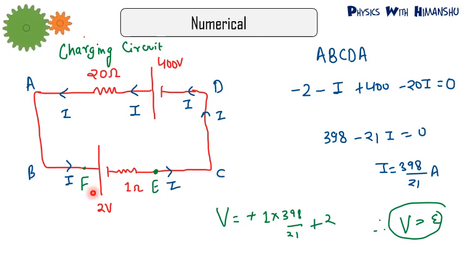And how will you charge a battery? If you want to charge a 2-volt battery, then you have to connect positive terminal to positive terminal, negative to negative terminal. Also remember, the EMF of the battery which is helping in charging should be more than the battery being charged. Here, the battery that I have to charge is of 2 volt and the battery which is charging is of 400 volt. So this is also called a charging circuit, where you are charging this battery with the help of this battery.